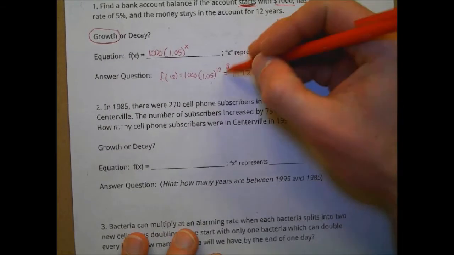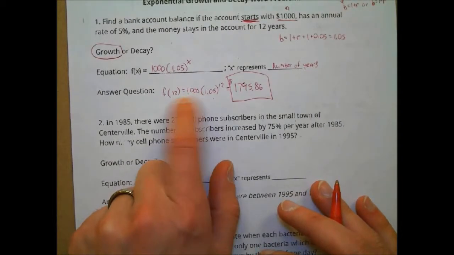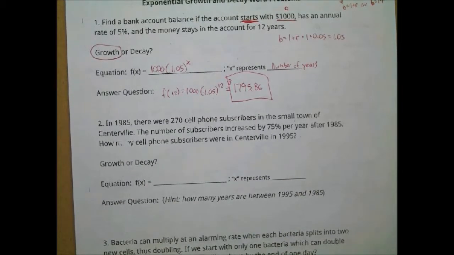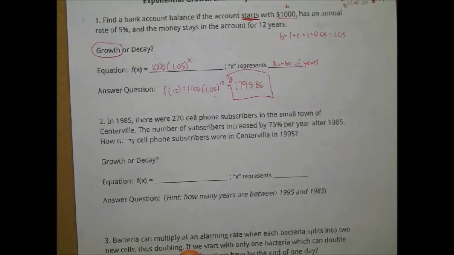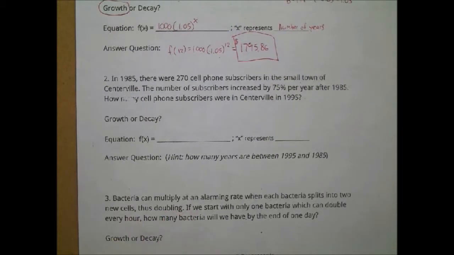Okay, so after 12 years, if you put $1,000 into a bank account, 12 years later, you can expect to have $1,795.86. Okay? If you can find an account that will give you a 5% interest rate. But that's pretty high for a savings account or something like that. Okay? All right. Let's go to number 2.